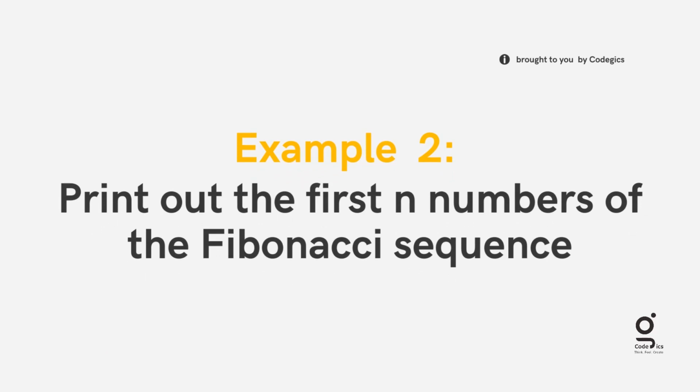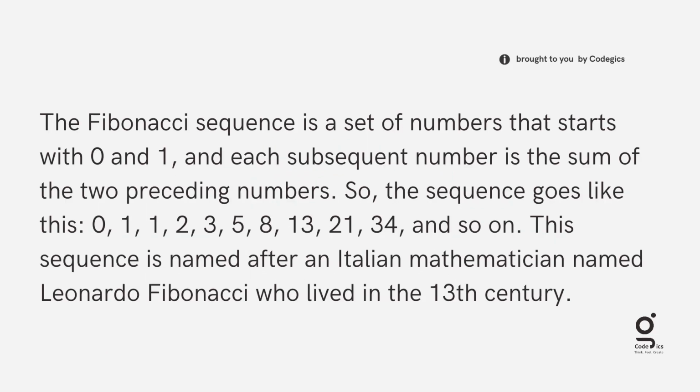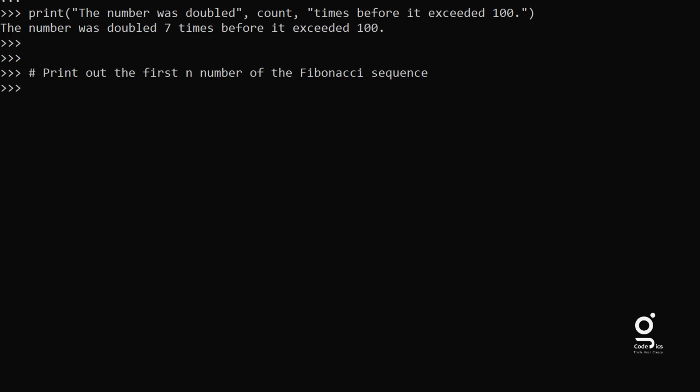Here's another example. Say you want to print out the first n numbers of the Fibonacci sequence, which starts with 0 and 1, and each subsequent number is the sum of the two preceding numbers. You can use a while loop to solve this problem. Here's the code.